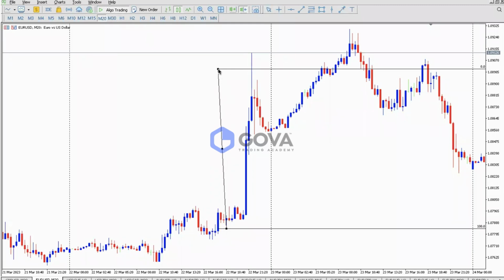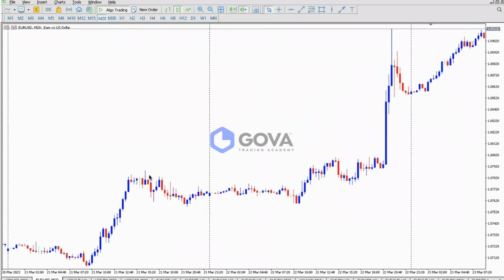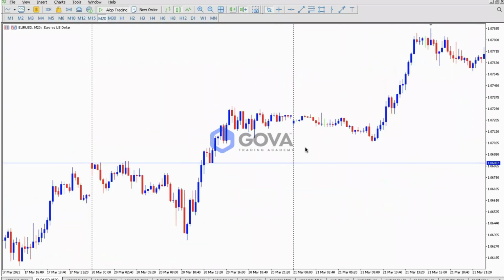Now the proximal line, I'm going to put at the highest point of the open of the bearish candle. So you can see my proximal line is here, my distal line is here. That is how to mark a buy trade formation, guys. But let me show you one last example.